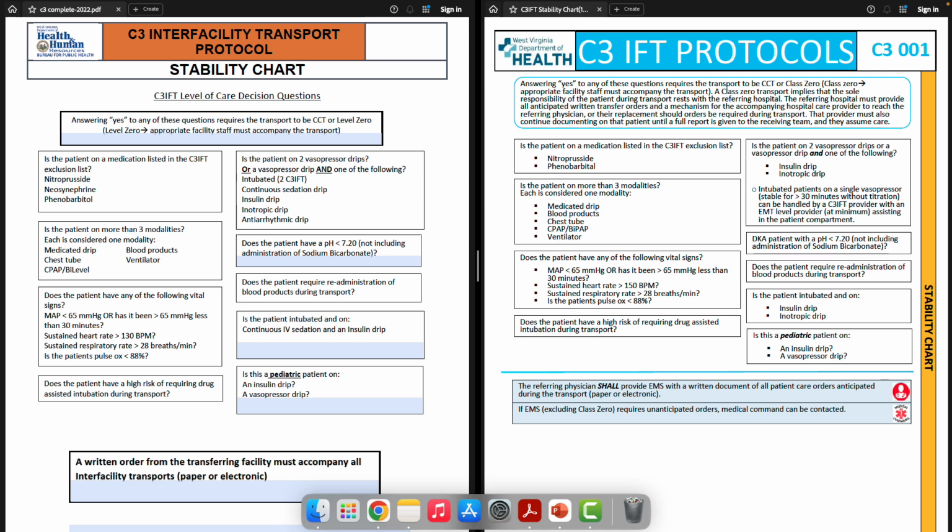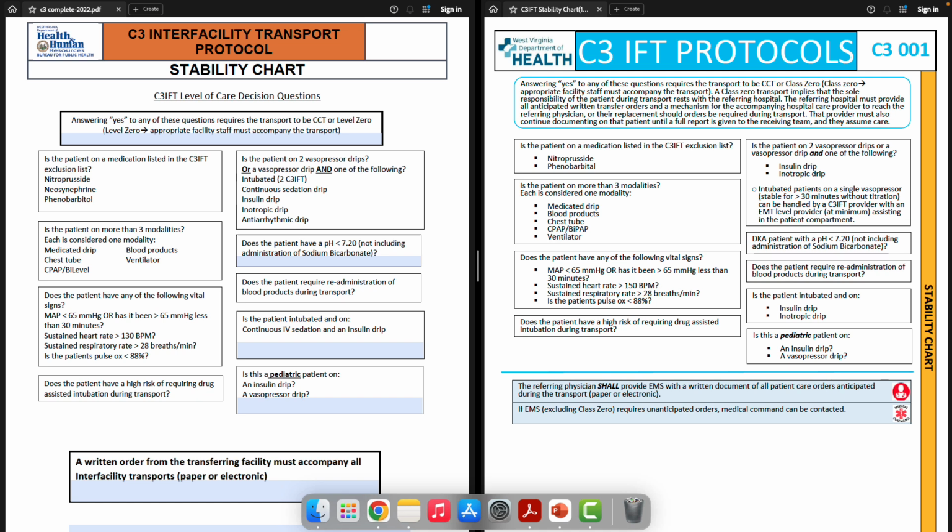Does the patient have high risk requiring DAI or RSI? That is on the left, and it's been moved a little bit to the right. Now you see below the pH. I'm sorry, actually that part is not there listed on that. But DAI, if that is required, that's going to be CCT. So as a C3 provider, you cannot be given orders to do RSI. Is the big takeaway on that.